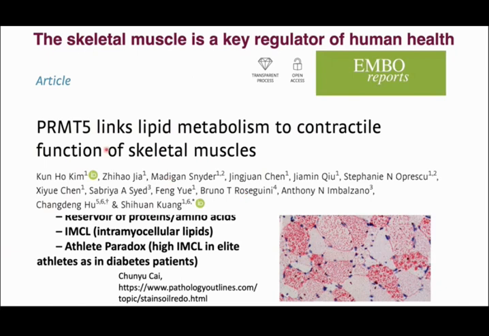We actually identified one of these molecules called PRMT5. It's a protein arginine methyltransferase, which transfers a methyl group to a protein to modify protein function. We found that this enzyme, PRMT5, actually is crucial for these lipid droplets turnover in the muscle. So we identified this as a molecule that links the lipid metabolism to the contractile function of the muscle.